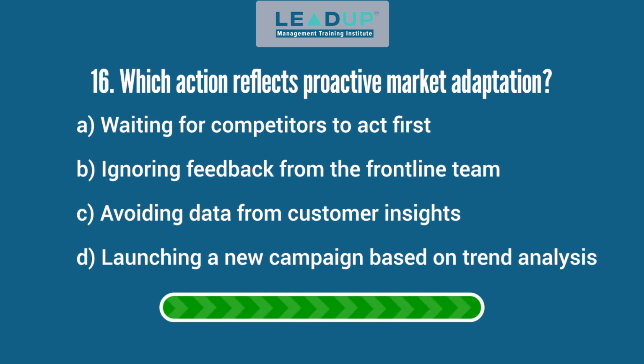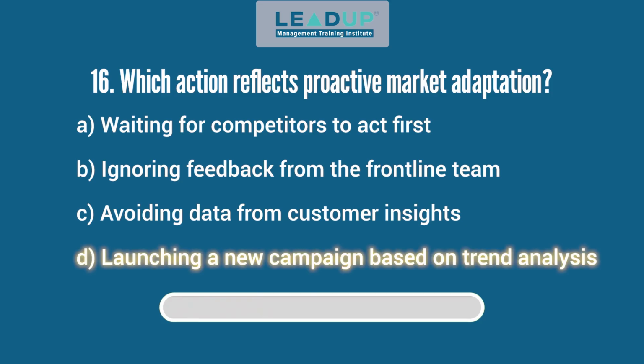Question 16. Which action reflects proactive market adaptation? A. Waiting for competitors to act first. B. Ignoring feedback from the frontline team. C. Avoiding data from customer insights. And D. Launching a new campaign based on trend analysis. Answer: launching a new campaign based on trend analysis.